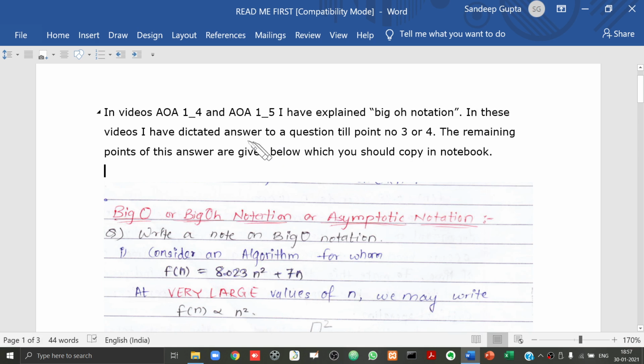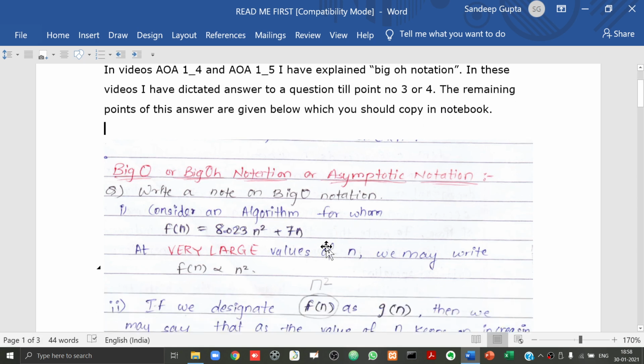What I have done is I have dictated the answer till point number 3 or 4, and the remaining part of the answer I have not dictated in the videos. So I'm giving these remaining points over here. You can pause this video and copy the remaining points.